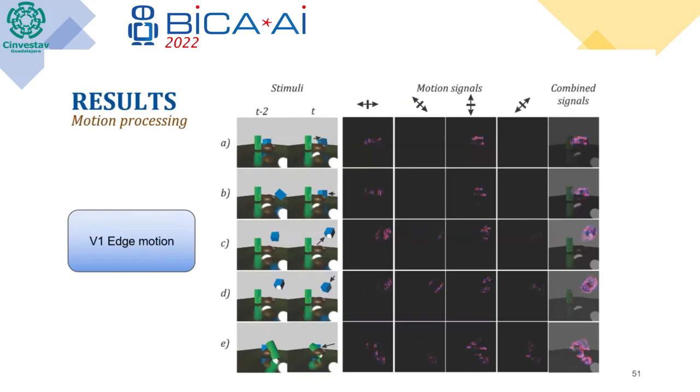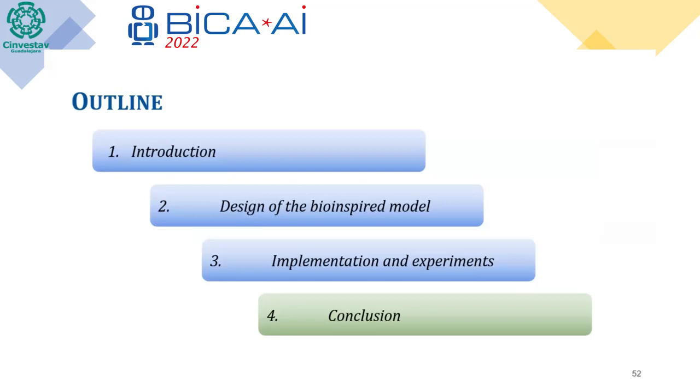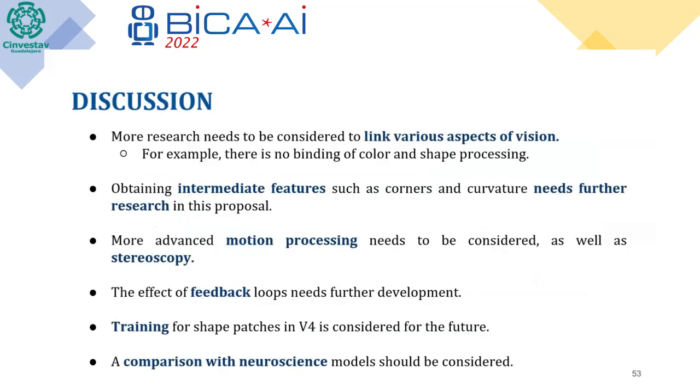Also, we can see the edge motion in V1. It's a very simple case. We need to make more complex cases about this motion processing. And in conclusion, a little bit of discussion on what we need more.